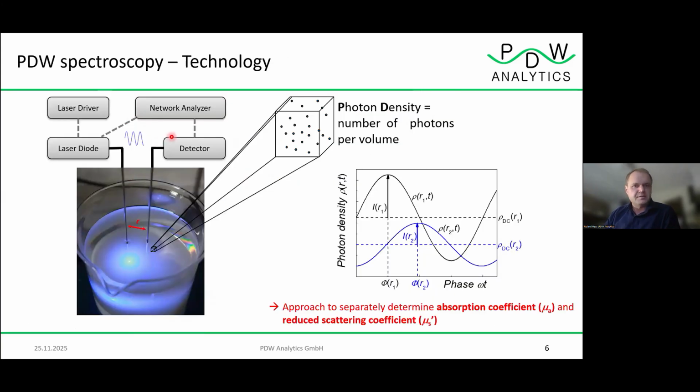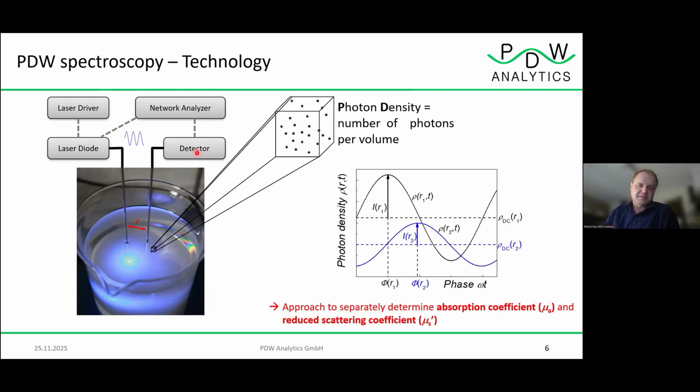How does it work? In principle, we use laser diodes as light sources and guide this light through optical fibers into the suspension. So the light emits from the fiber tip, and due to scattering and absorption, such a sphere of light is created in the suspension. Imagine really like a sphere of light. Photons are scattered in all directions. And with the second fiber, we collect light back and send it to a detector.